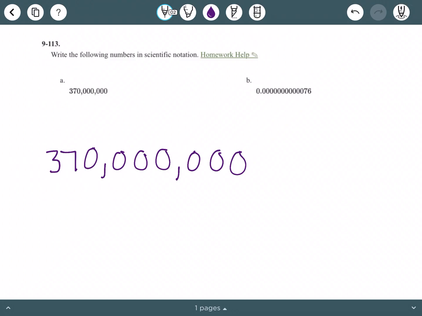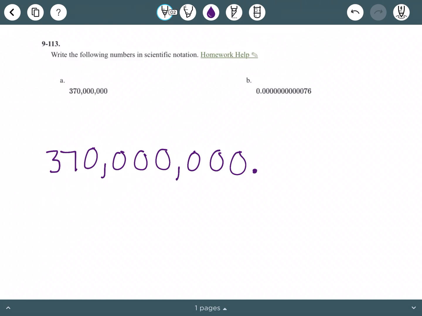Problem 913, write the following numbers in scientific notation. All right, so this isn't too bad. What we want to do first is, I personally like to copy the number down again, just so that I can show the decimal point moving. And in this number, 370 million, for part A, the decimal would be right here.